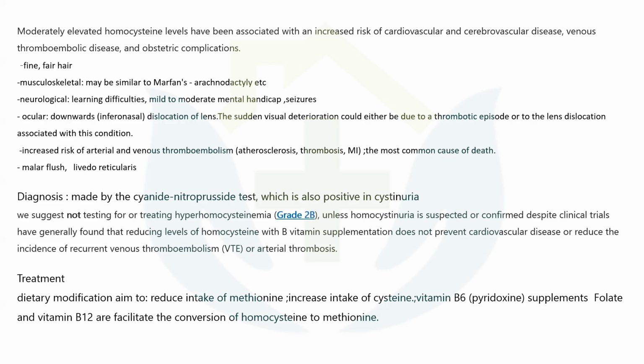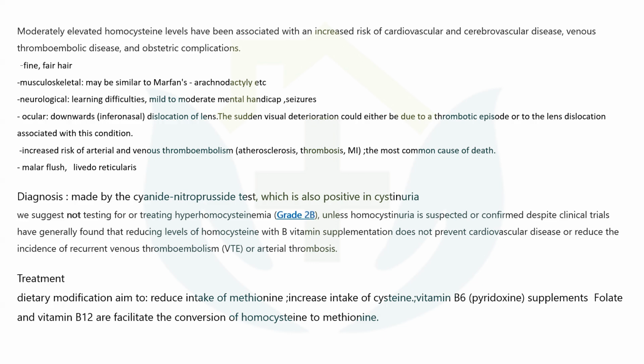So diagnosis is basically made by the cyanide nitroprusside test, which is also positive in cystinuria. So this test has to be done, and the homocysteine level can also be checked. And the main thing is that we usually don't treat hyperhomocystinemia unless the level is so high that hyperhomocystinuria is also there.